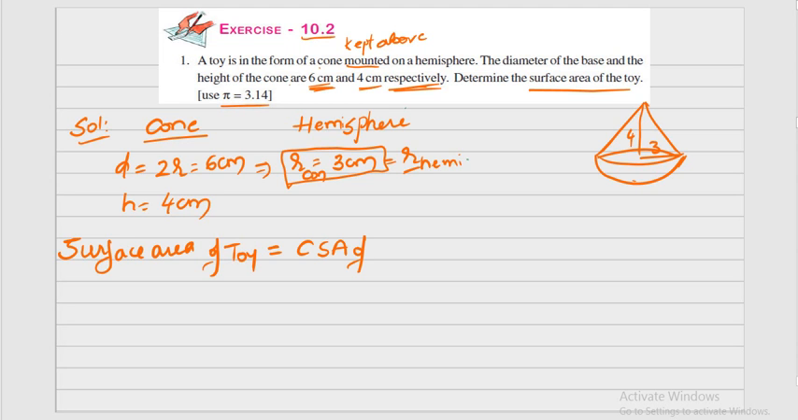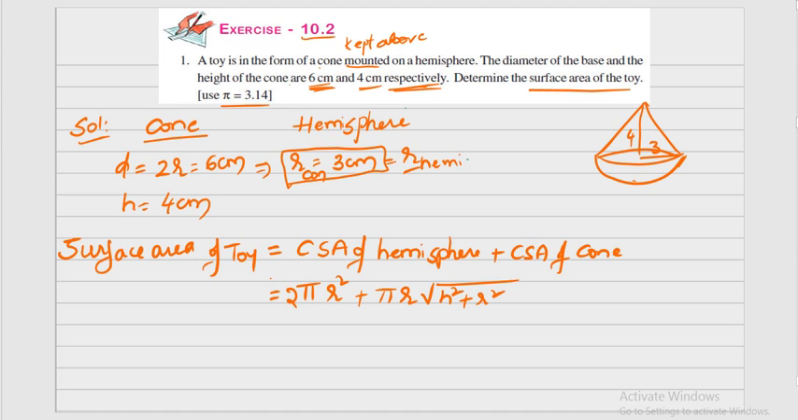So CSA of hemisphere plus CSA of cone. If you want to find the surface area of those figures, CSA of hemisphere, what is the formula? 2 pi r square plus, what is CSA of cone? Since we are not having the l value, directly I can say pi r into root over h square plus r square, right? From both the things I can take pi as common.